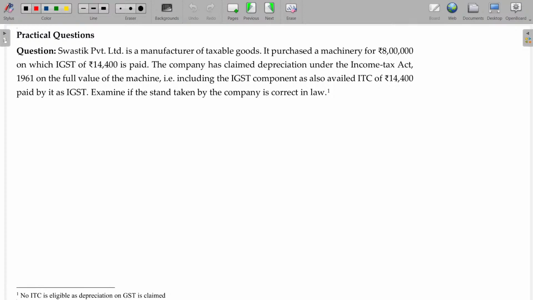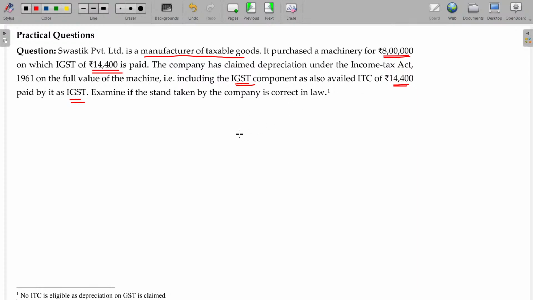Now, Swastik Private Limited is a manufacturer of taxable goods. It purchased machinery for rupees 8 lakhs on which IGST of 14,400 is paid. The company has claimed depreciation under the Income Tax Act 1961 on the full value of the machine, including the IGST component, and has also availed ITC on the 14,400 IGST paid. Examine the stand taken by the company.